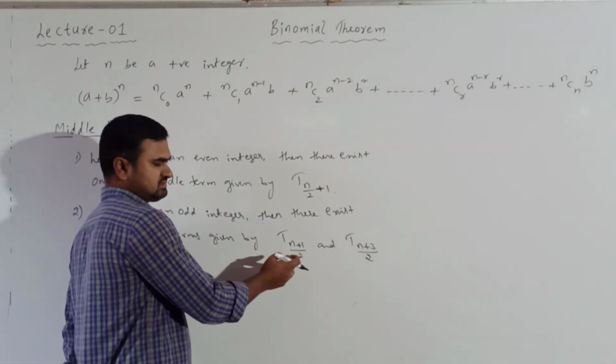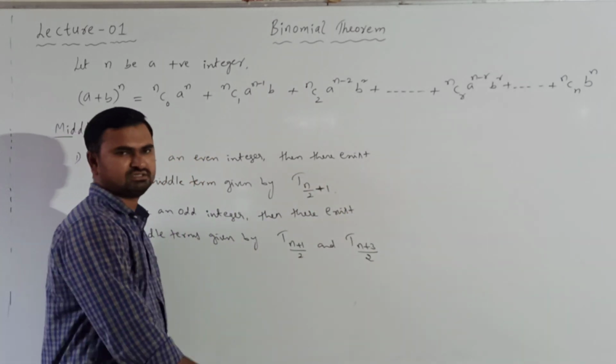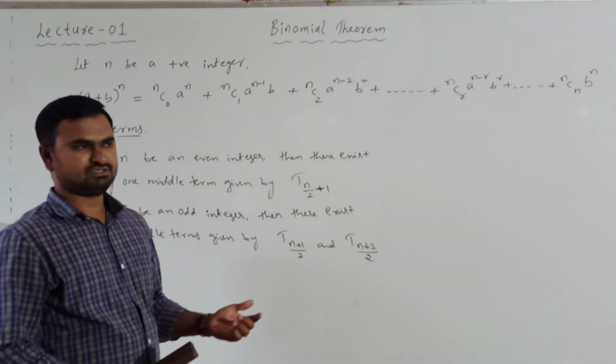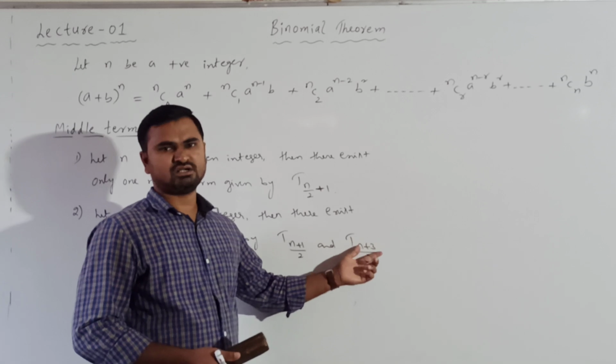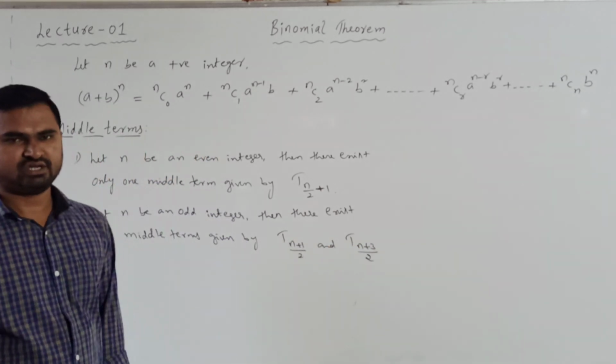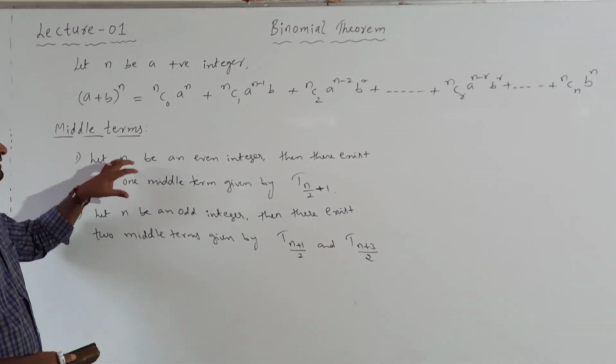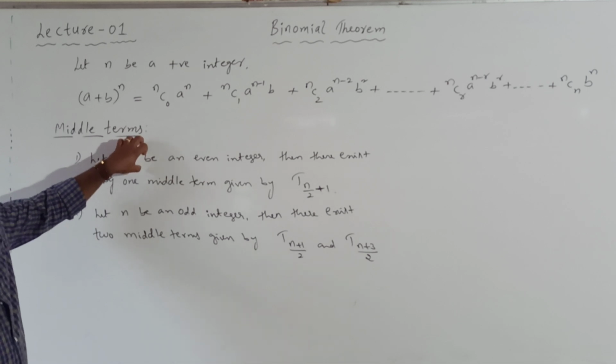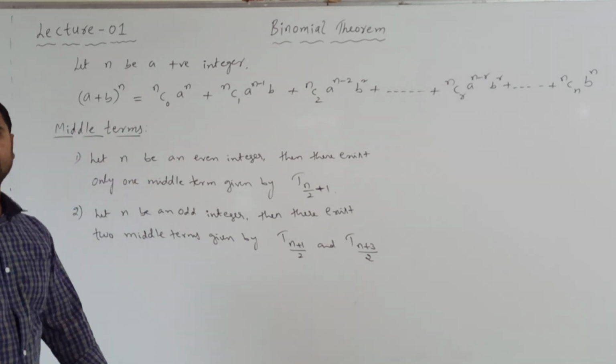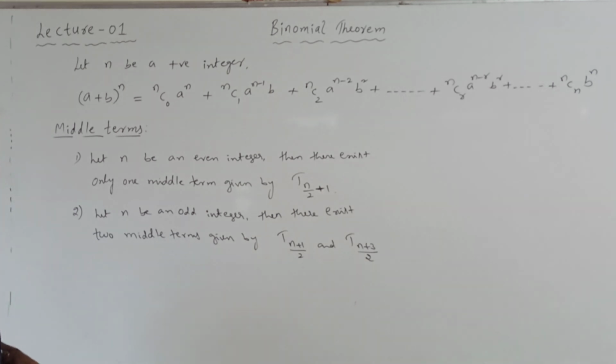And to find these terms, again we are using the general term formula. So using the general term we can find what is required. So these are the formulas for finding the middle terms in the expansion of (a plus b) whole power n.